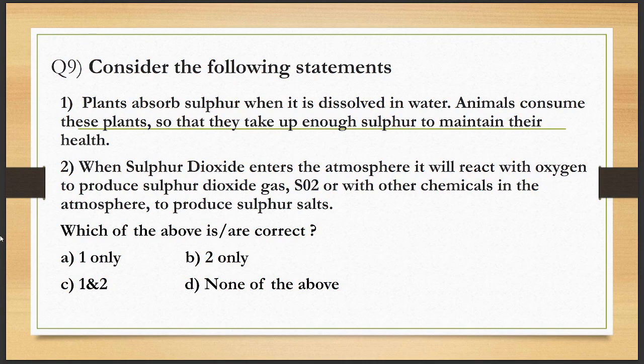Question number 9. Consider the following statements. First, plants absorb sulphur when it is dissolved in water. Animals consume these plants so that they take up enough sulphur to maintain their health. Statement 2. When sulphur dioxide enters the atmosphere, it will react with oxygen to form sulphur dioxide gas or SO2 gas, or with other chemicals in the atmosphere to produce sulphur salts. Which of the above is or are correct? A 1 only, B 2 only, C 1 and 2, or D none of the above.